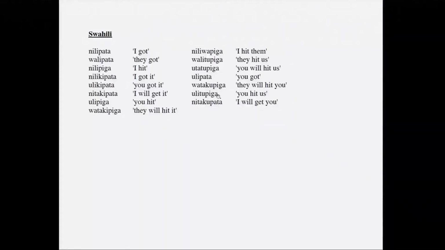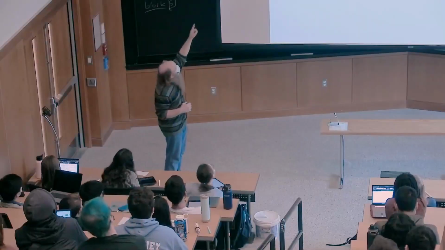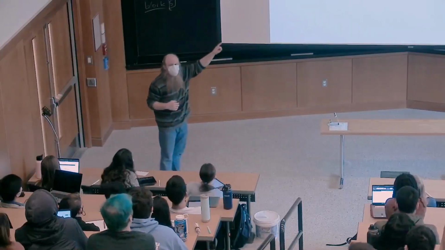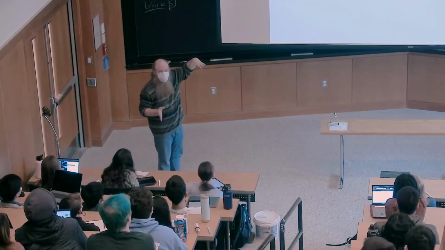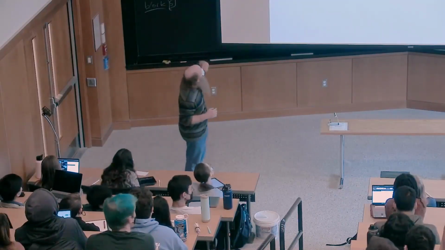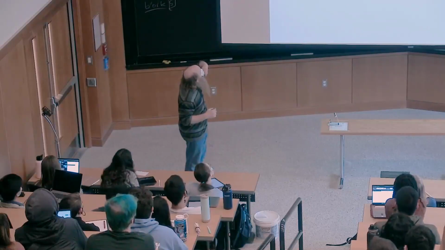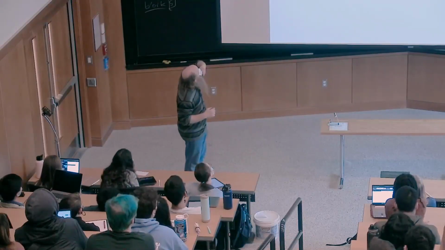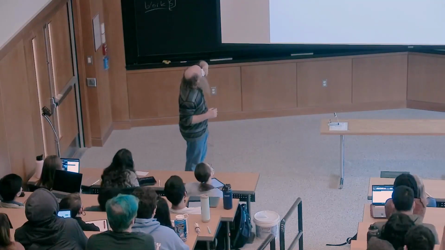So all of the verbs that have got as part of their meaning, if you look through this, I think there are only two verbs here. There's got and there's hit, yeah? And got looks like it's pata. What's hit? Piga, yeah, good. Yes? Actually, it seems like pata is more get, and then there's li versus ta, which determines tense, I'm assuming.